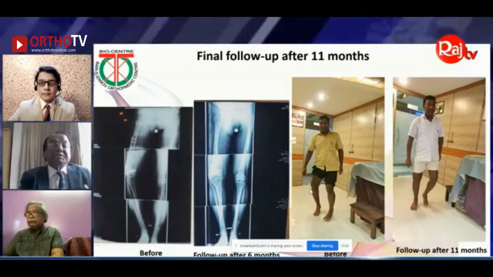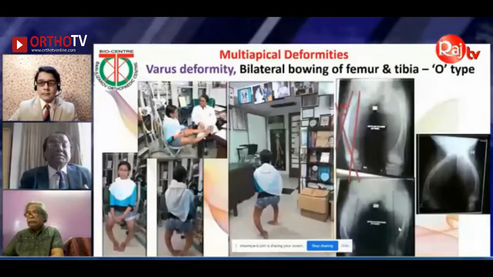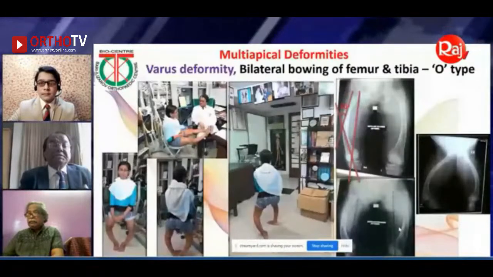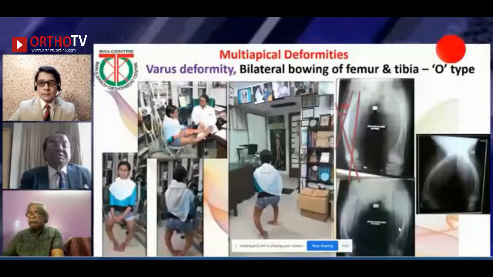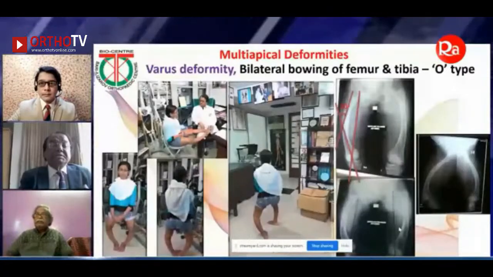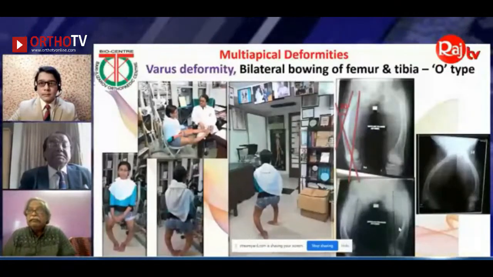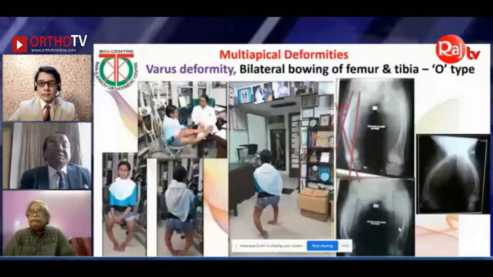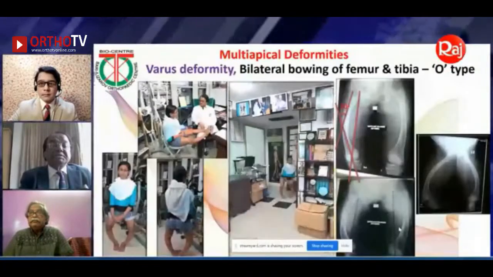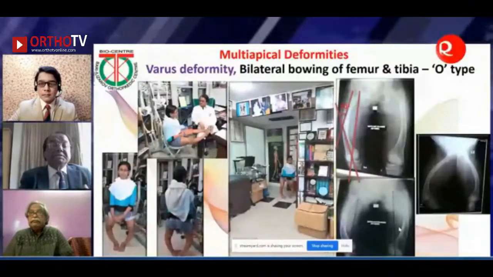Tibia and femur both. You must draw the angles. If you take the full axis limb, that is good. And I'm taking a full x-ray in my center all the time: femur, hip, knee and ankle.